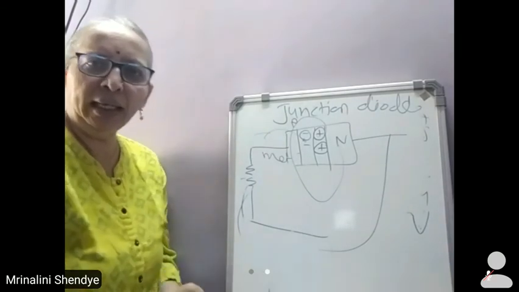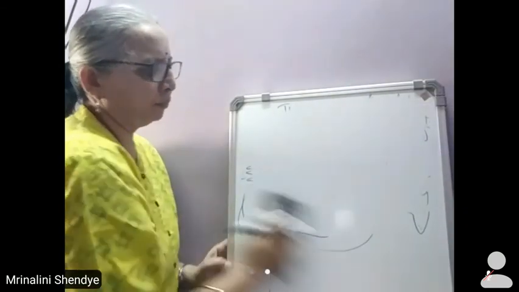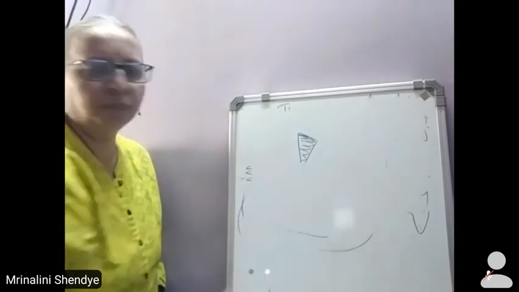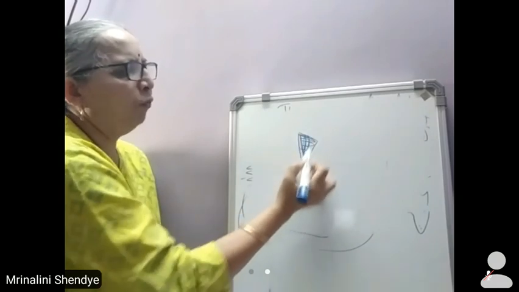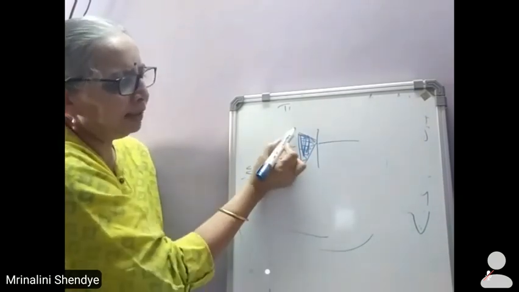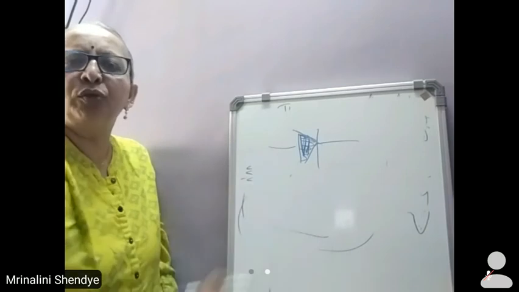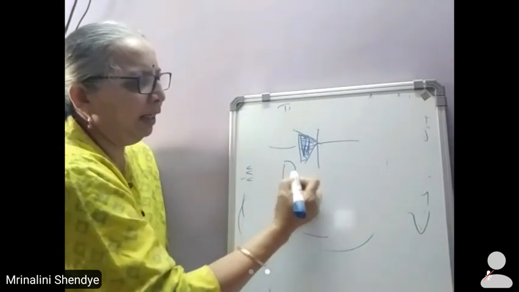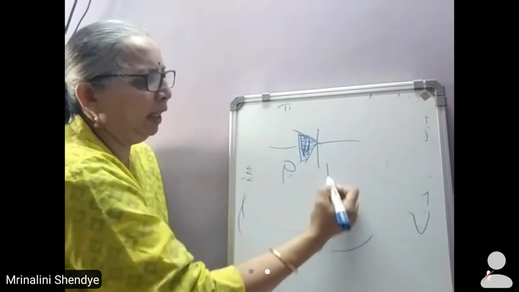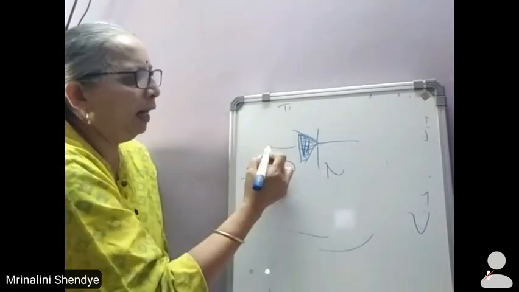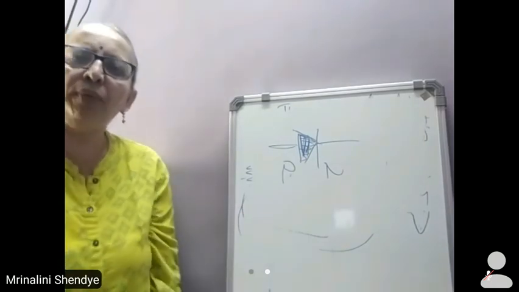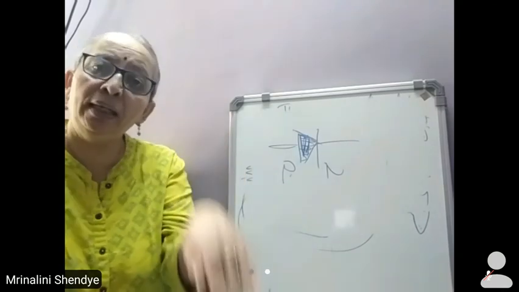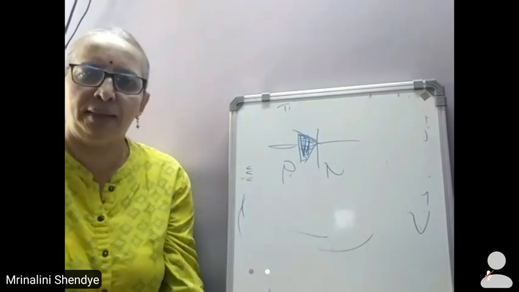Its electric symbol is one triangle which is filled up, not hollow, and one line. This arrow gives you the direction of current. The triangle is the P side and the line is negative. This is positive, negative. And the arrow gives you the direction of current when it is on, that is when it is operated in the forward biased region.